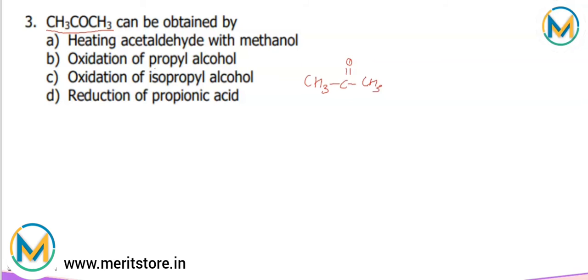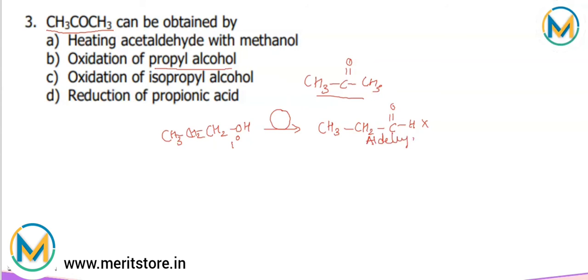Next is oxidation of propyl alcohol. If I draw propyl alcohol, it would be CH3 CH2 CH2 OH. And this on oxidation by using a specific oxidizing agent will give you propanal, CH3 CH2 C double bond O H, and not a ketone, because we know primary alcohol on oxidation will give you an aldehyde.